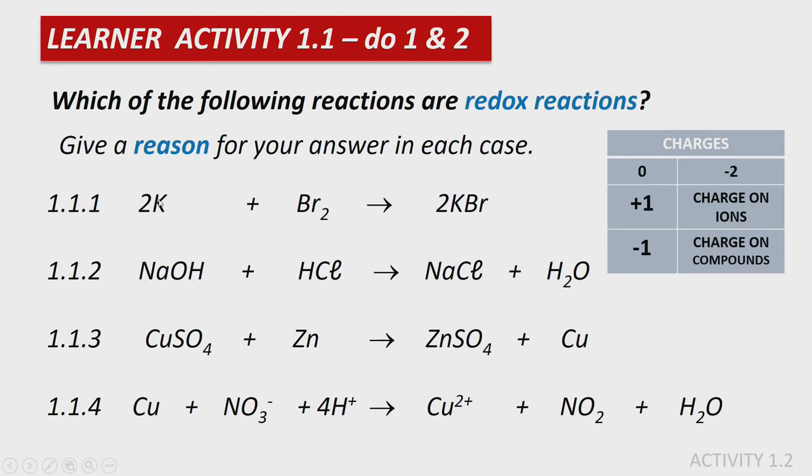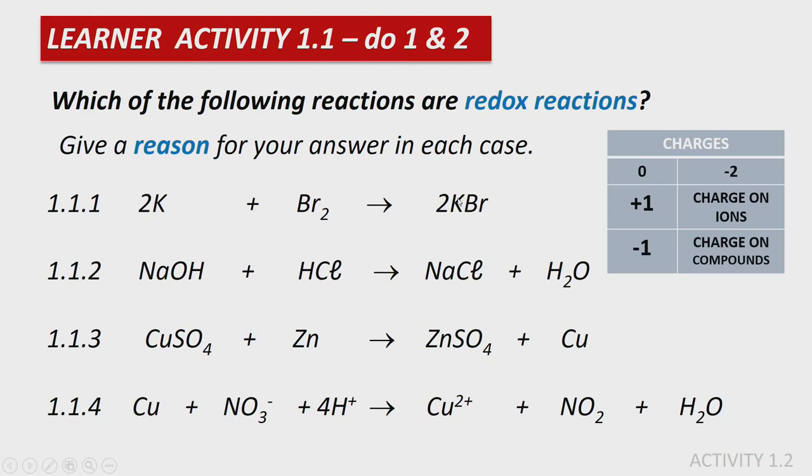Two moles of potassium plus one mole of bromine atoms. And then we find we get two moles of potassium bromide. That is metal plus non-metal, so that's an ionic compound, ionic bond.